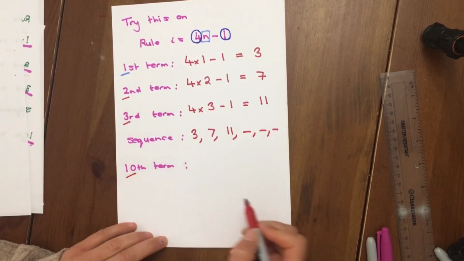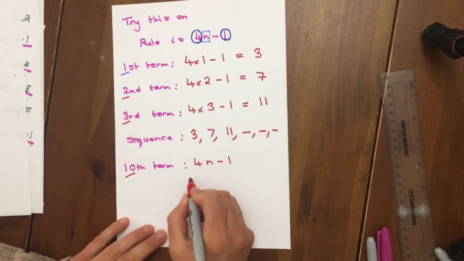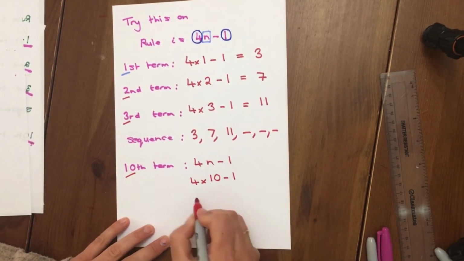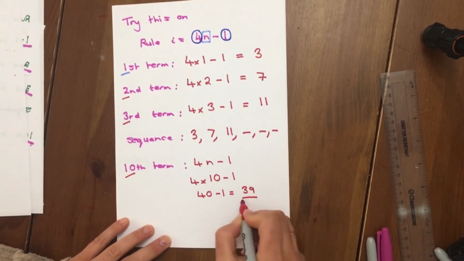3, 7, 11. You can see it's going up in 4s. A quick way to find my 10th term, I'll just write the rule out again here, is 4, change the n to 10, minus 1. 40 minus 1 is 39.